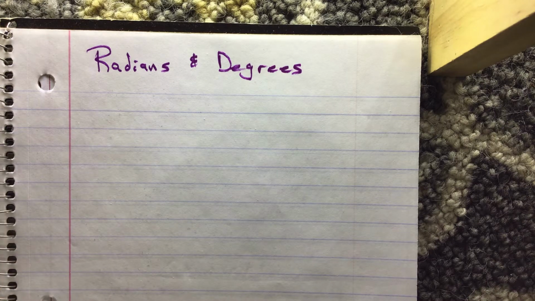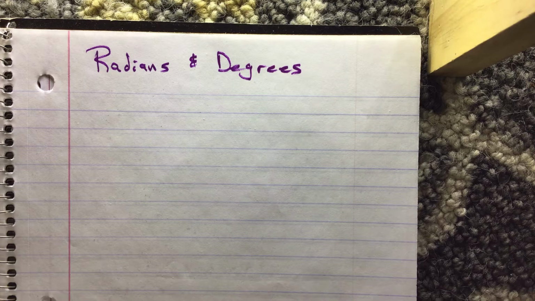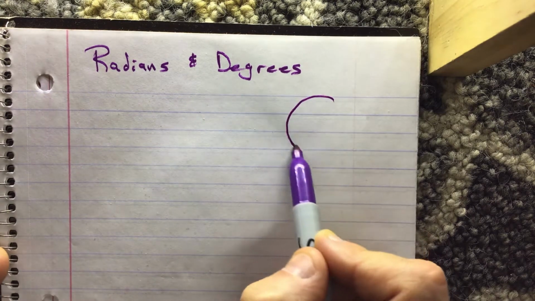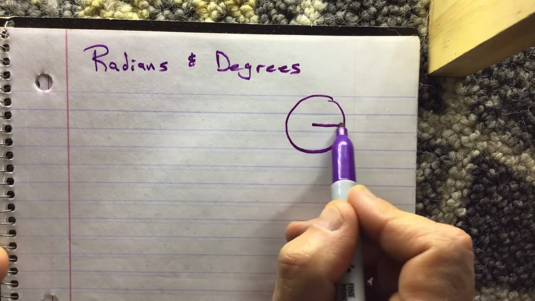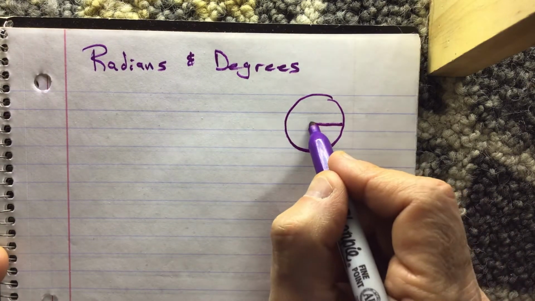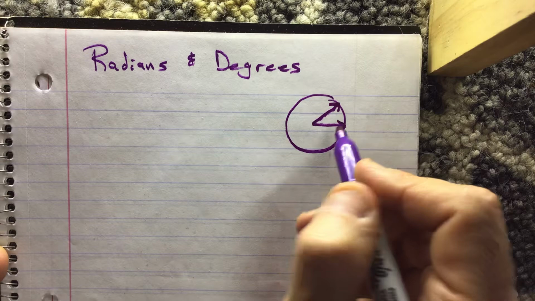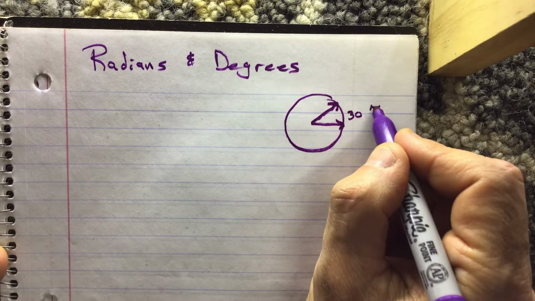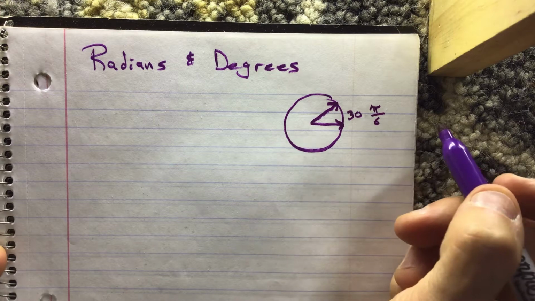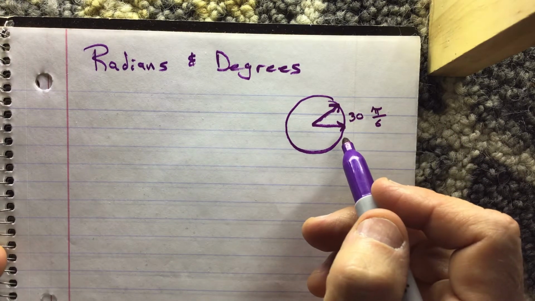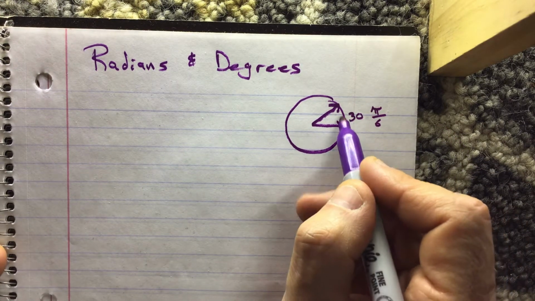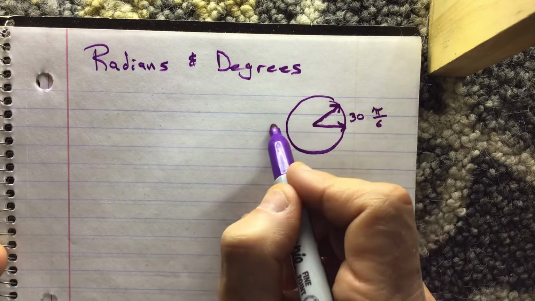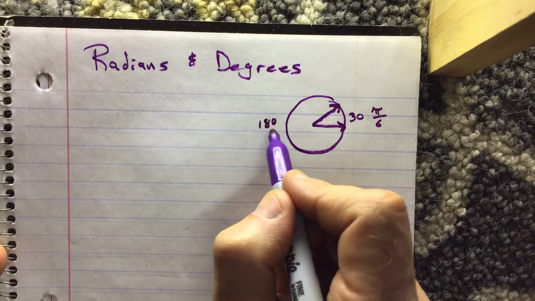In the previous video, I talked about radian measures. In this video, I want to talk about converting radians to degrees. Just to review, circles can be measured in radians or degrees. So as you move around a circle, this could be 30 degrees or pi over 6 radians. A circle has a total of 360 degrees if you go all the way around. Halfway around is 180 or pi radians.